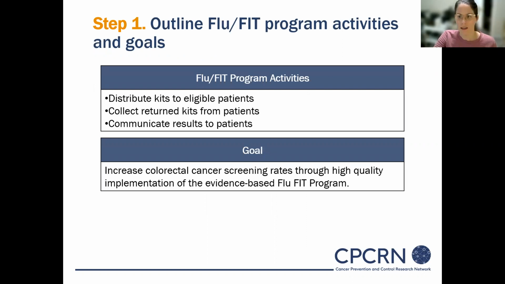So the first step is to list your program activities and goals. And these items highlight what you set out to do when implementing your program, and therefore are a good place to start when you're thinking about how you'll evaluate your program on its implementation and its effectiveness. So here we have a list of a few activities from our implementation plan that are a part of the FluFit program, starting with distributing fit kits to eligible patients, moving all the way through the process to communicating the results back to patients. So these FluFit activities are basically leading us towards our goal, which was to increase colorectal cancer screening rates through high quality implementation of the evidence-based FluFit program.